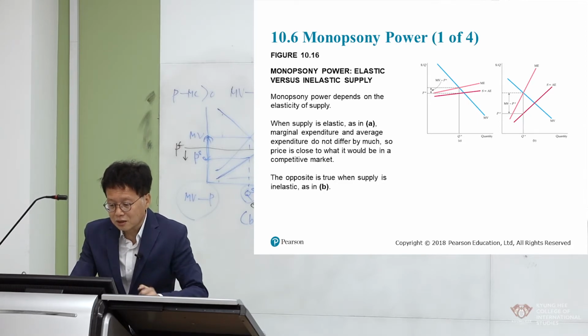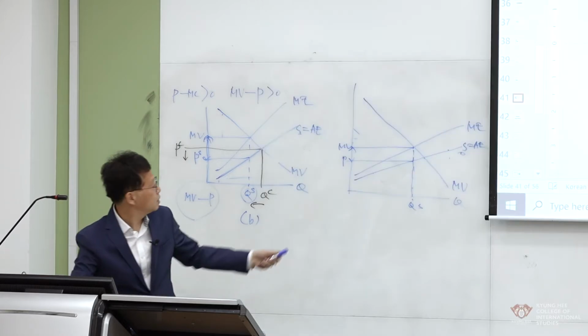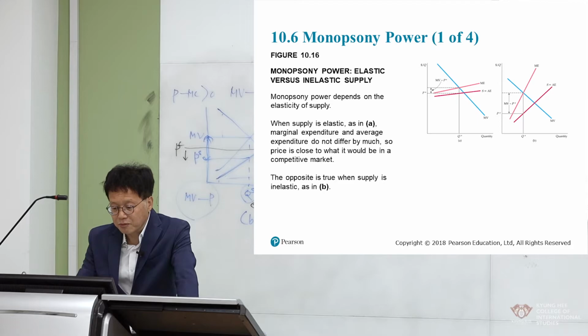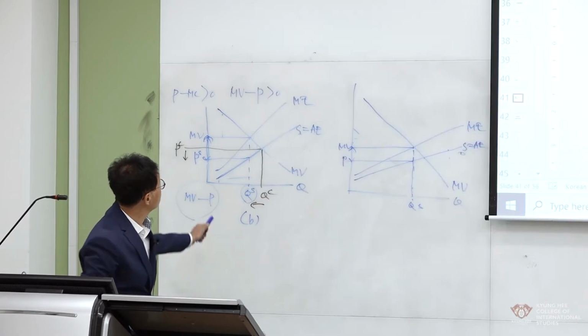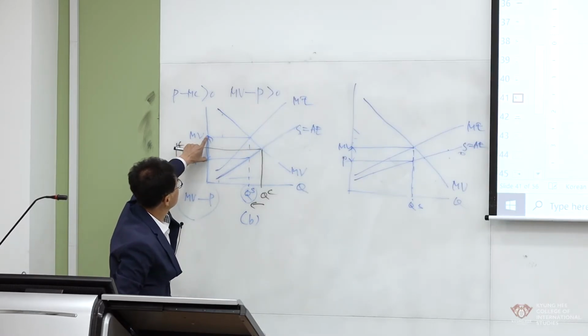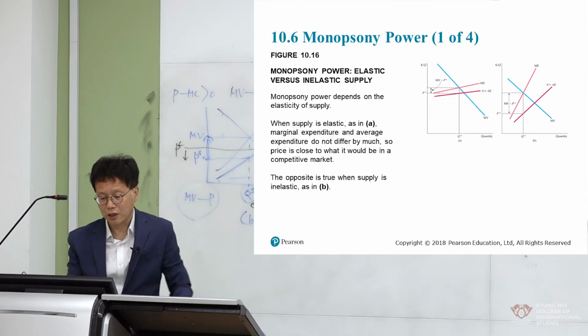Monopsonic power depends on the elasticity of supply. When supply is elastic, like this graph, marginal expenditure and average expenditure do not differ by much. So price is close to what it would be in a competitive market. The opposite is true when supply is inelastic like this. In the inelastic supply curve case, there is a large gap between marginal value and price.